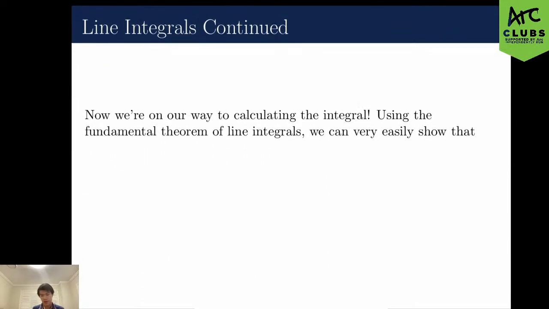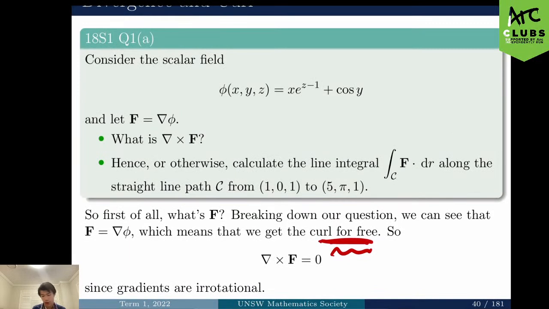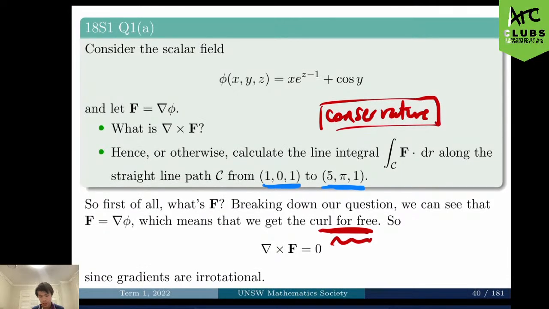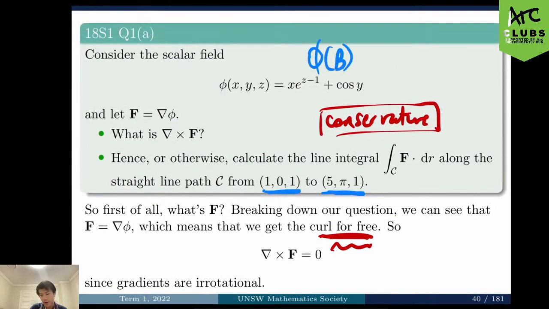Now we're on our way to calculating the integral. And it wants us to calculate a line integral along the straight line path from 1, 0, 1 to 5, pi, 1. And I'd love to parameterize another straight line path, but in this case we actually don't need to, because we're given this really awesome property that it's conservative. And if this thing is conservative, then we don't need to do any parameterization. We just do this thing from before, right? Phi of b minus phi of a.